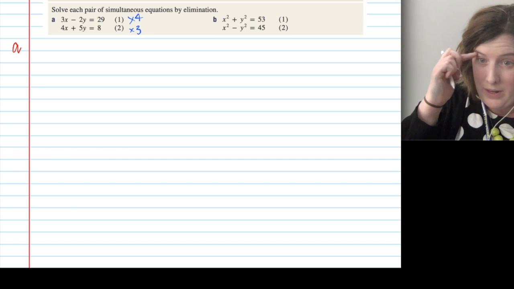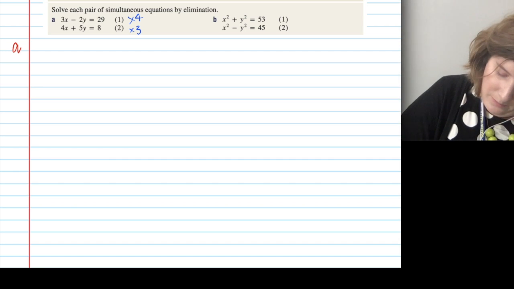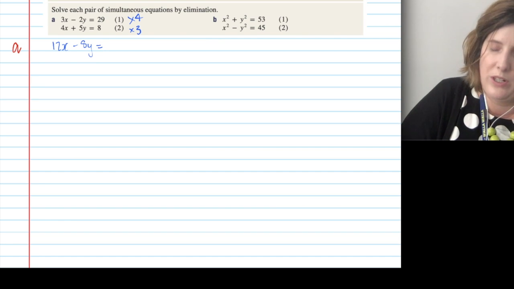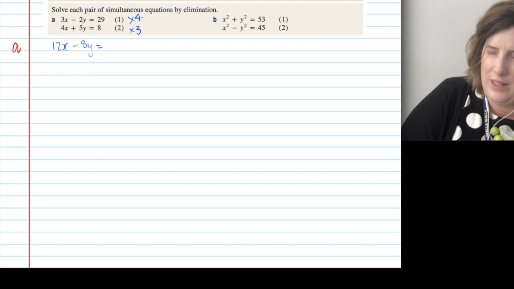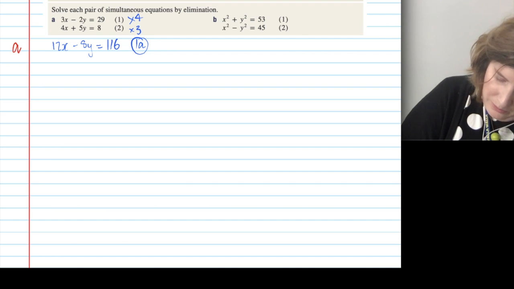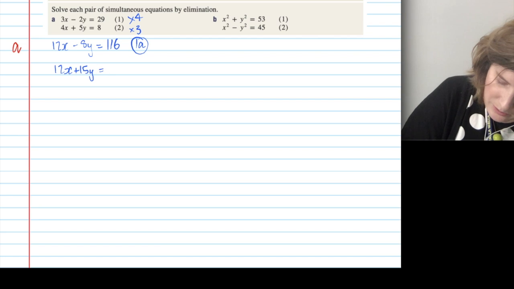So my first equation then becomes 12x take 8y equals 4 times 29. Well, 4 times 30 is 120, and I've lost another 4 because it was 29, not 30. So 116. I'm going to call this 1a. And then my next equation, I'm timesing it all by 3, so I've got 12x plus 15y equals 24, and I'm going to call that 2a.